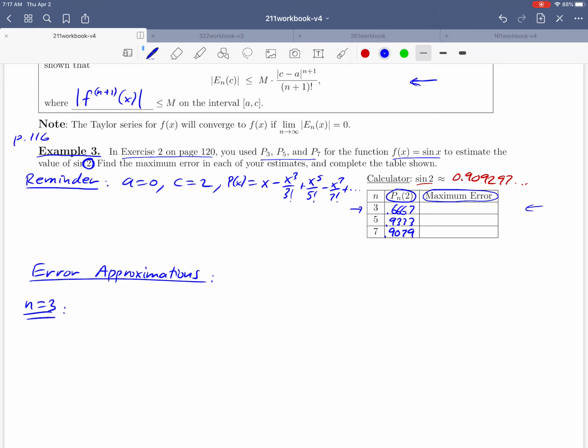To figure out how much error there is in that estimate, we need to go up and use this formula at the top of the page for E n. And remember how we talked about the tricky part of getting the error is figuring out what this number M is. It's the maximum value of the n plus first derivative. In our case, n is 3, so that means this n plus first derivative is going to be the fourth derivative of our function.